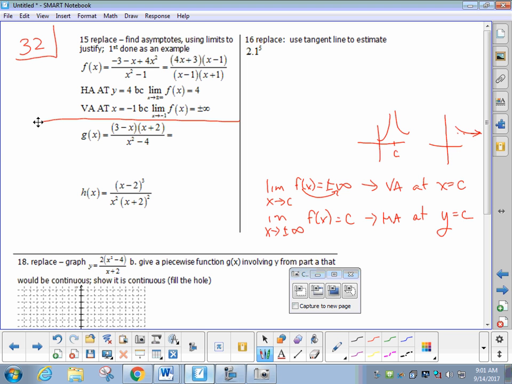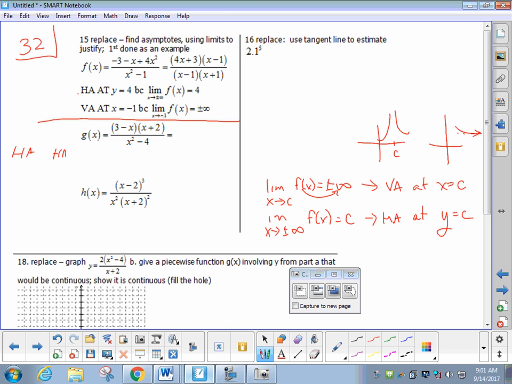Here we go then. To get a horizontal asymptote, we really need to ask, is there a place where the end behavior goes to a constant? Horizontal asymptote is end behavior. What about the end behavior? As x goes to infinity, this goes to 1 or negative 1? Negative 1.